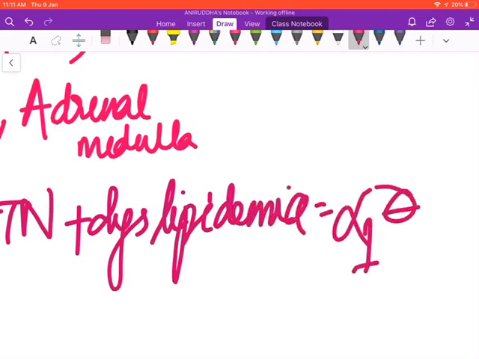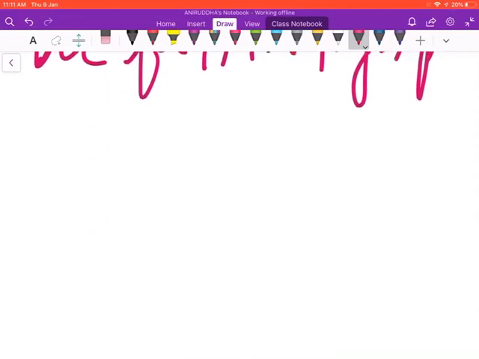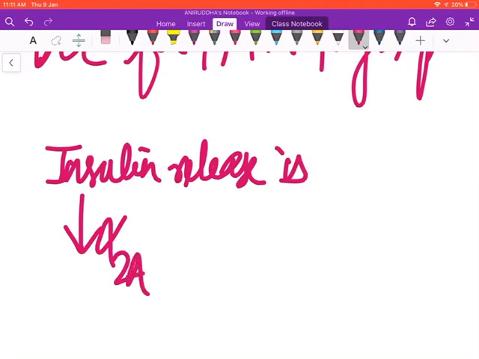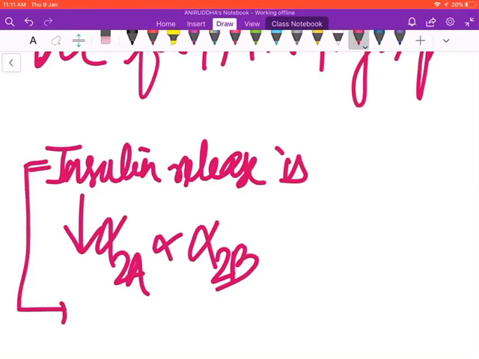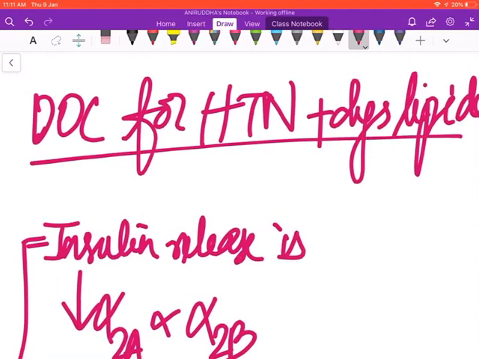Now, why does this dyslipidemia come into the picture? This is because insulin release is decreased by both alpha 2A and alpha 2B. We all know insulin causes lipogenesis and all that. So because of those things, the drug of choice for hypertension with dyslipidemia is alpha 1 blockers.